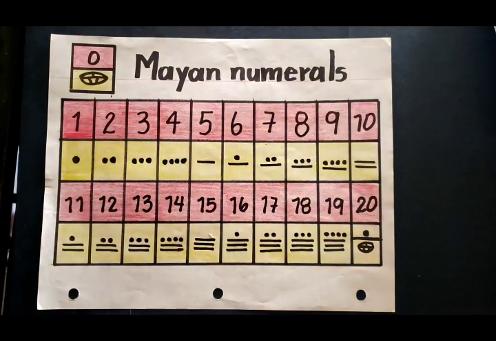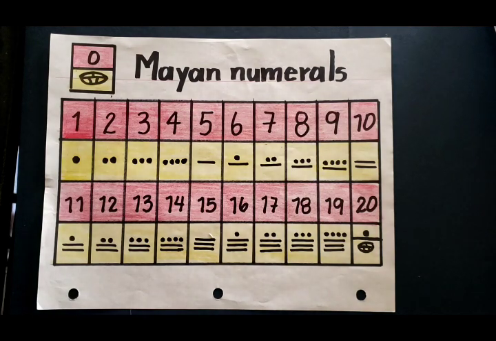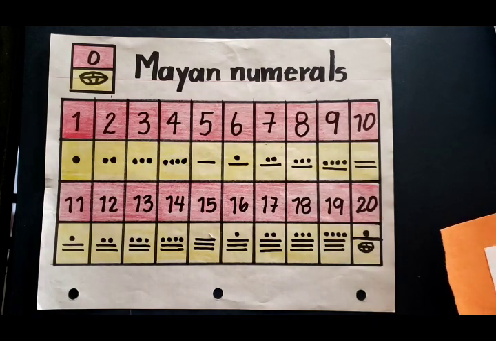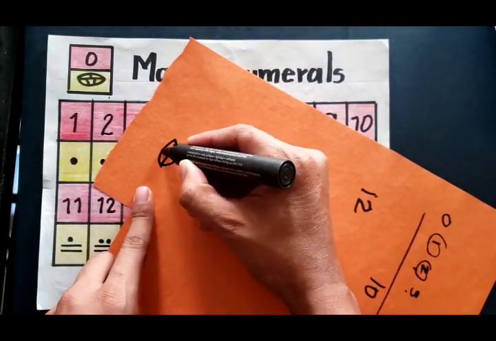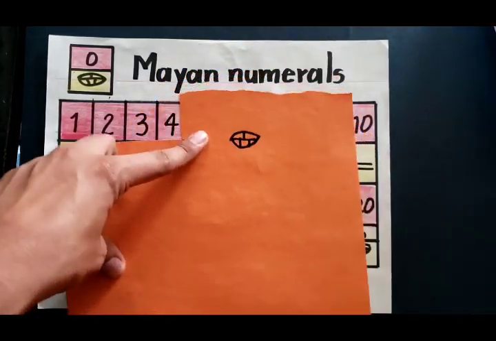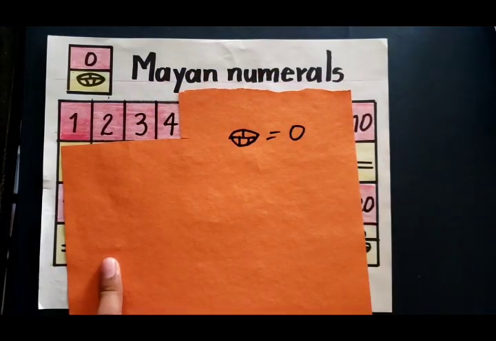But the Mayans are different. The Mayans do not have 10 different digits. They have 20 different digits. Our system is decimal because we have 10 different numbers, and theirs is vigesimal because they have 20 different numbers. So look at this. Which are the symbols that the Mayans use, mister? The symbols that the Mayans use are 3 different ones. First, the 0. The 0 is like a shell.